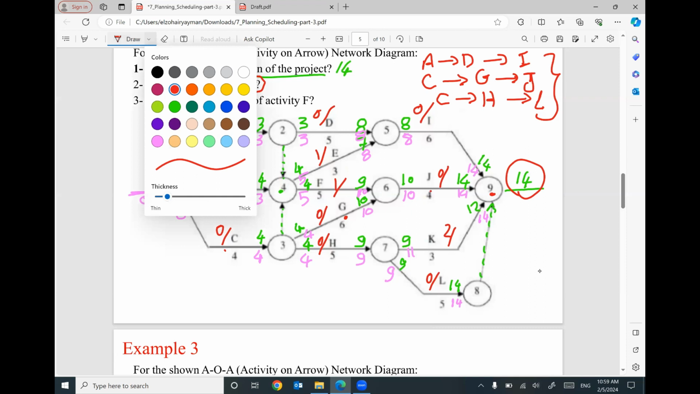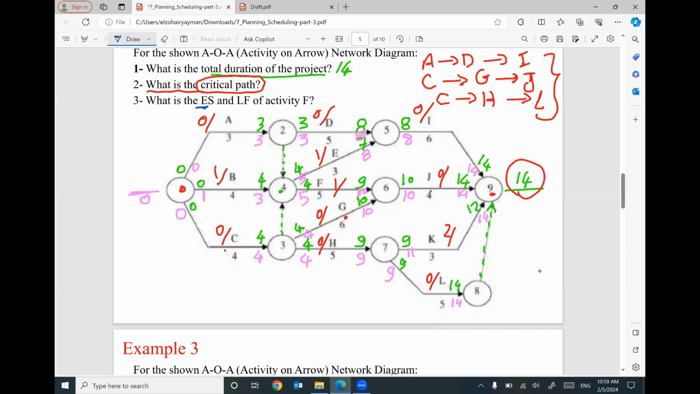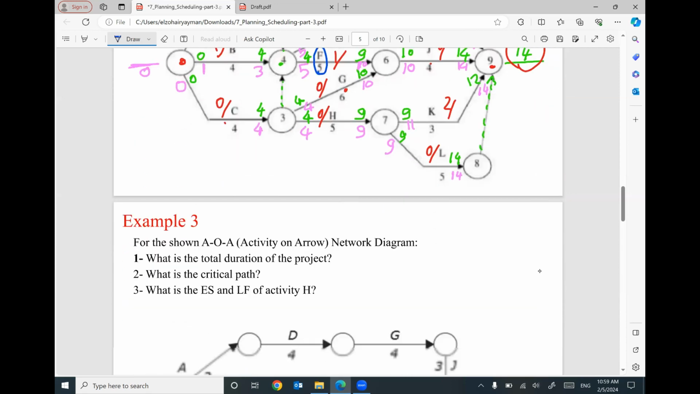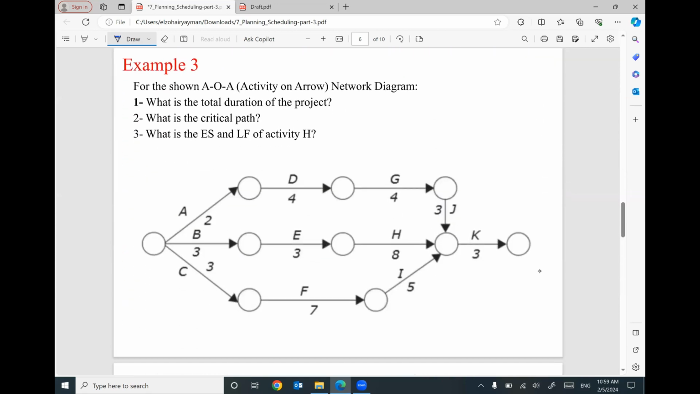The last question in this problem: what is the early start and late finish for activity F? Here is activity F. The early start is 4. The late finish is 10 for activity F. That makes sense? We have one more example.